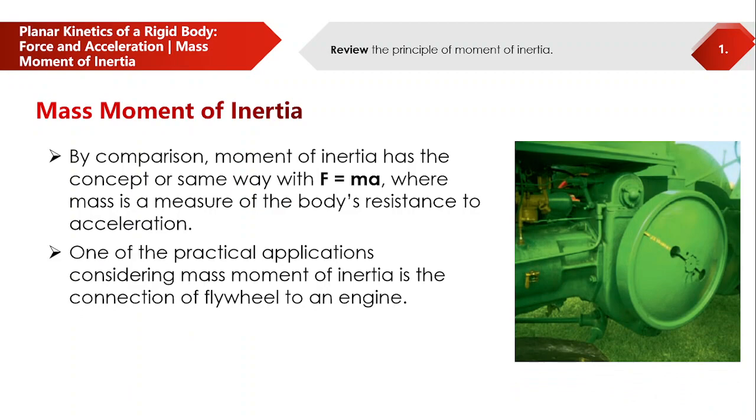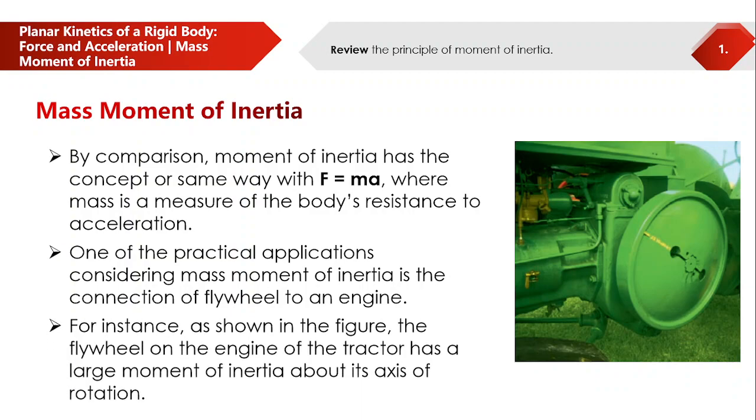One of the practical applications of mass moment of inertia is the connection of a flywheel to an engine. Every engine has a flywheel. For example, a tractor has a flywheel attached to the engine so that our tractor will be able to operate. As shown in the figure, the flywheel on the engine of the tractor has a large moment of inertia about its axis of rotation.